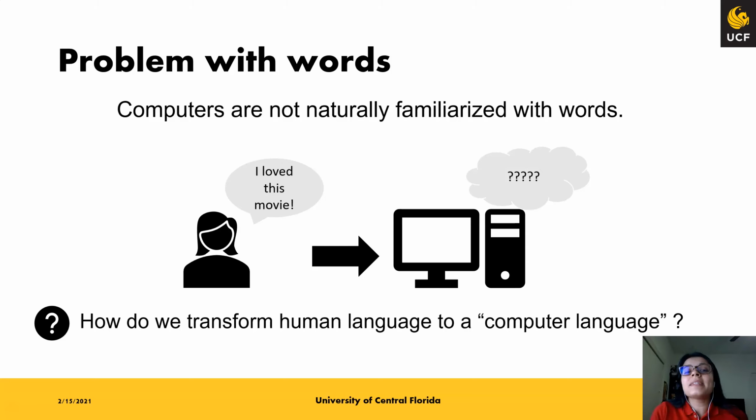So if I say something like, I love this movie, the computer probably will not understand that I mean a positive information with that phrase. So how do we transform human language to a computer language and make the computer understand what we want? That's where we start using word embeddings.